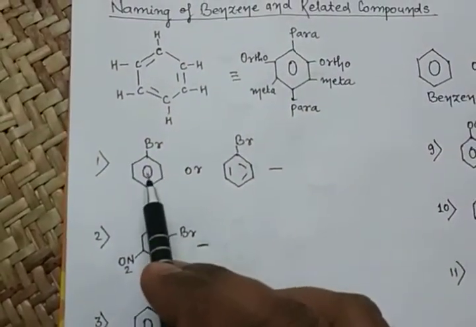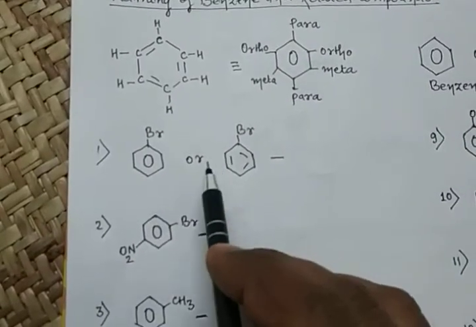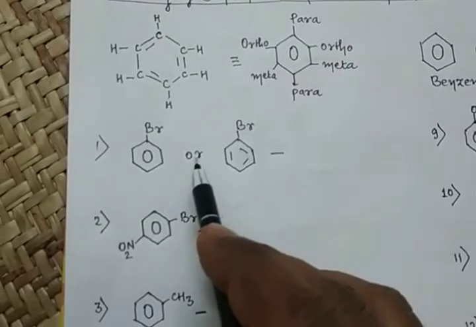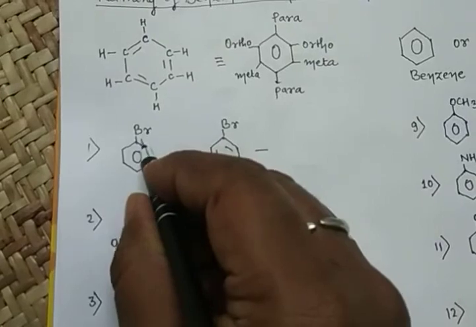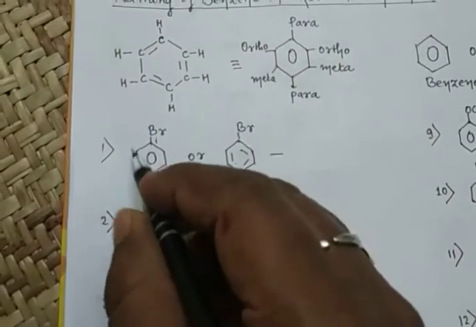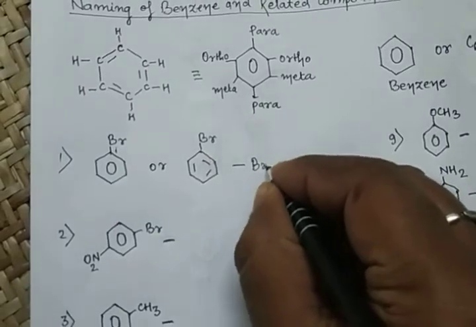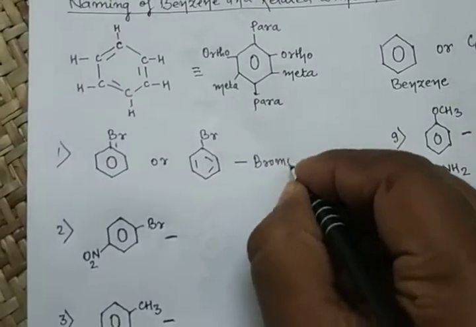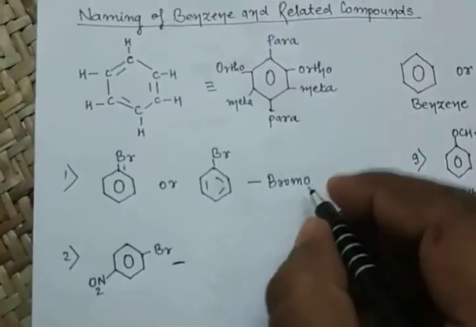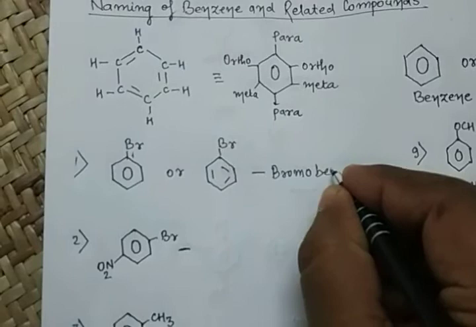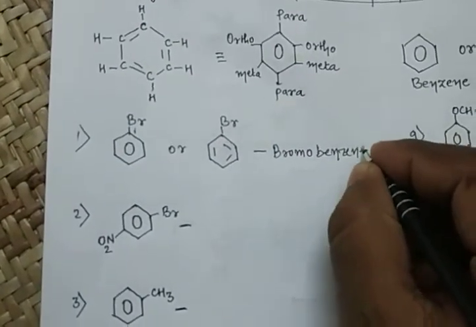Okay. Now there is the first structure. This is a benzene ring structure. This is a bond line. Both are the same. Clear? So now what is the name? The position of bromine, this carbon 1, 2, 3, 4, 5, 6. So this is bromo, and this part is benzene. This is bromo, benzene. Clear 100%? Okay. This is bromobenzene.